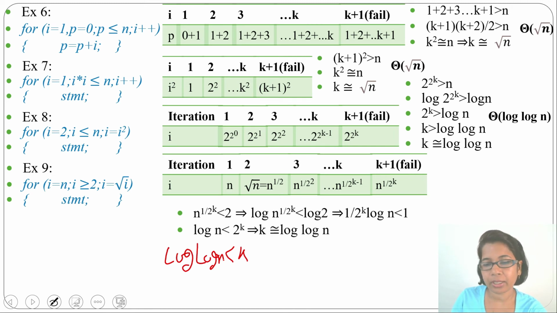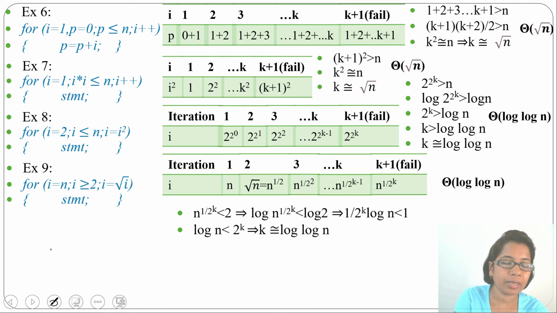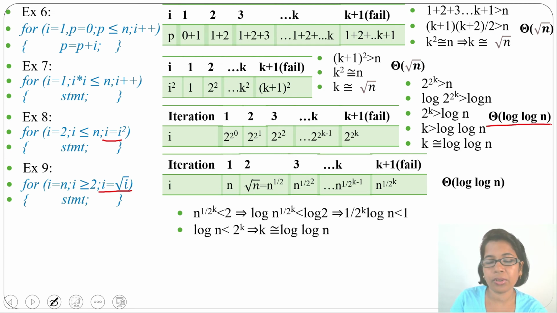So what will be the running time? Running time will be theta of log log n. Whether i value is square or whether i value is root, running time is theta of log log n. For both, if it is square or it is root, it is log of log n.